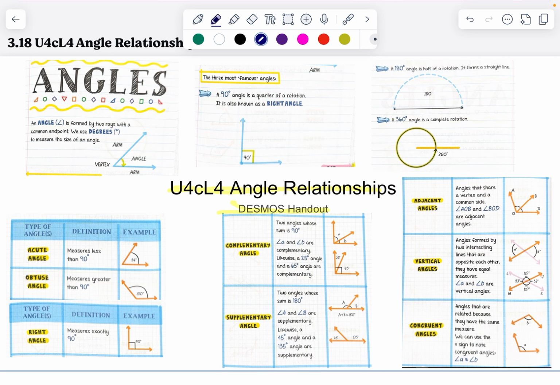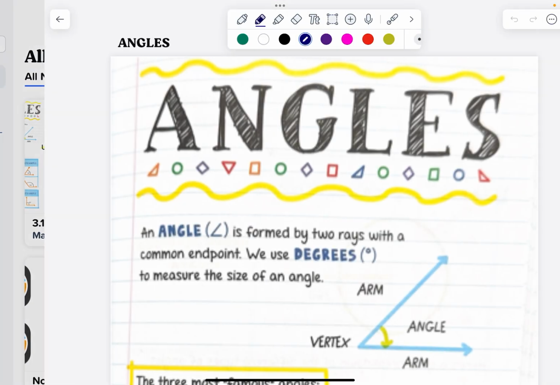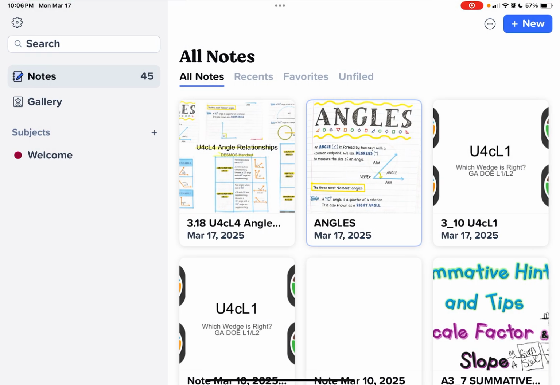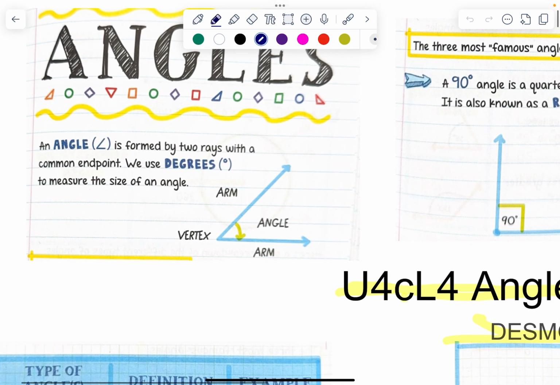Some vocabulary that's just critical for this, I put it all right here, but I also made you a handout that also has this, and I'll have that in Google Classroom for you as well. But let's just look at some of this vocabulary. We know what an angle is, but an angle is 2 rays that have a common endpoint. That is called a vertex, okay?